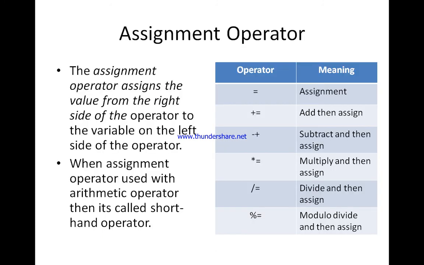Now the next part is the assignment operator. Now the third type is the assignment operator. The assignment operator assigns the value from the right side of the operator to the variable on the left side of the operator. When the assignment operator is used with an arithmetic operator, then it is called a shorthand operator.